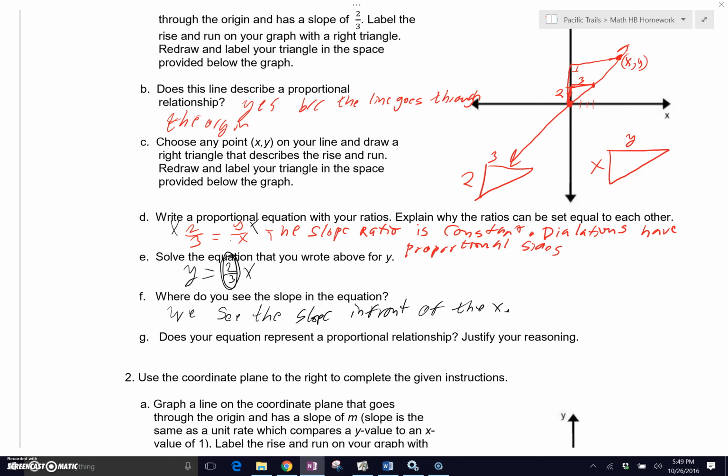So let's go ahead and think about that. Does my slope represent a proportional relationship? And it says yes. The line passes through the origin because the y-intercept is 0, 0. Okay? So it is a proportional relationship because my line goes through the origin.